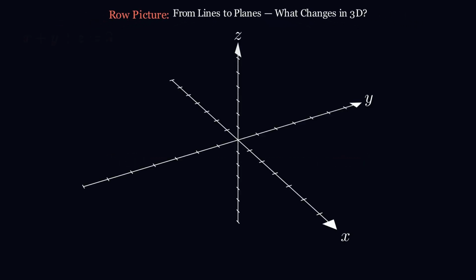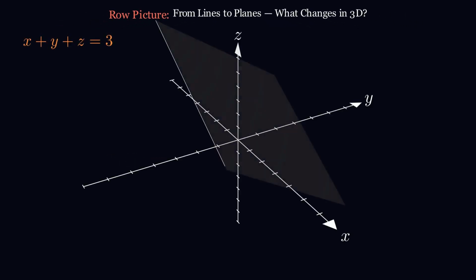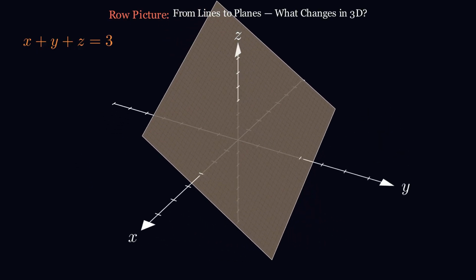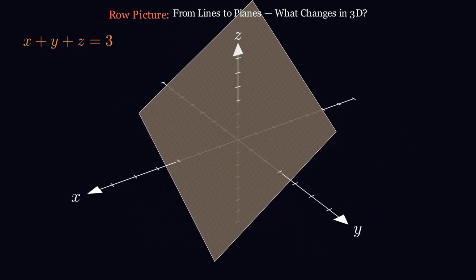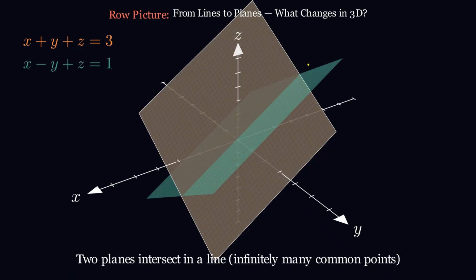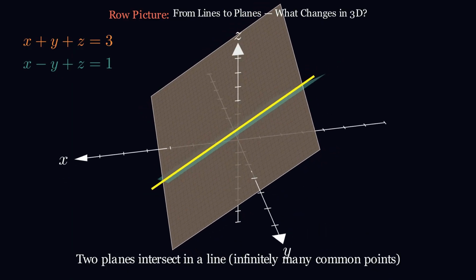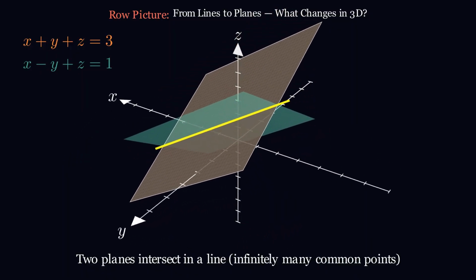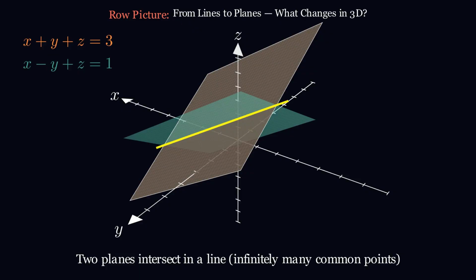Consider the equation x plus y plus z equal to 3. The corresponding plane looks like this. Let's add a second equation and see how these planes intersect. If the second equation is x minus y plus z equal to 1, as we see, they intersect along a line. So in this case, there are infinitely many solutions, all the points on that line.